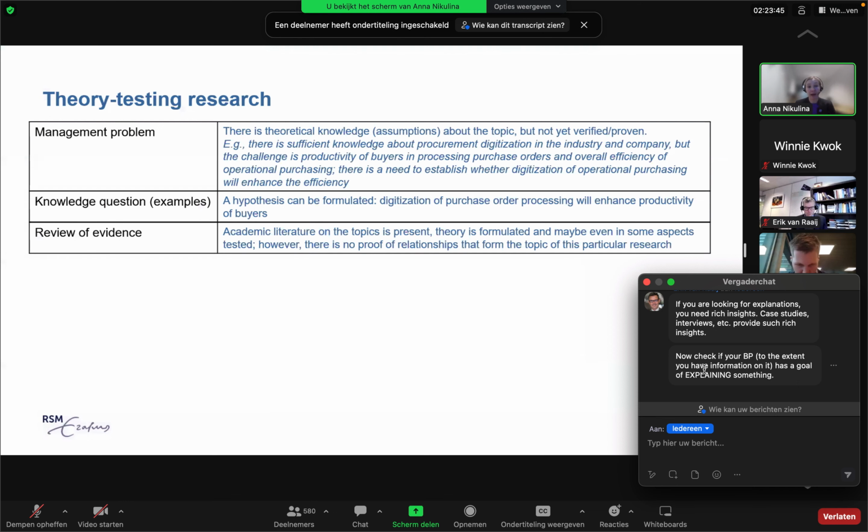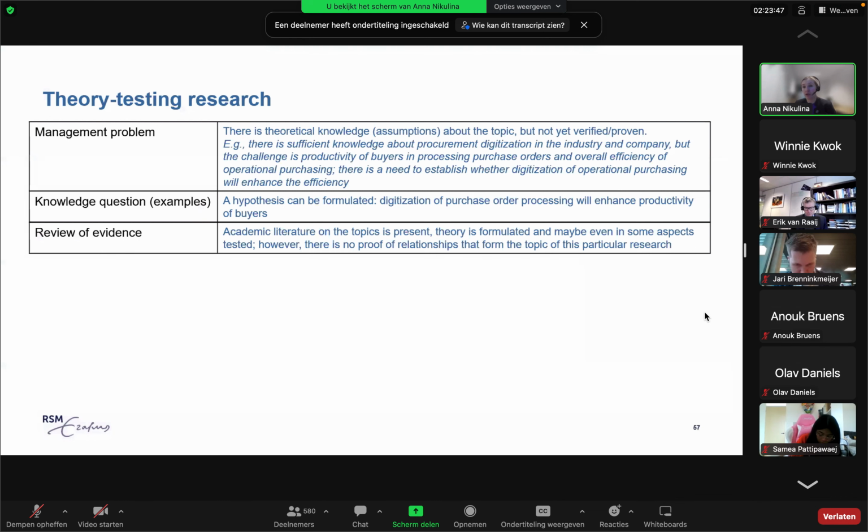So you can expect that you do have substantial knowledge accumulated by that phase. Theory is formulated, maybe some aspects have been tested, but you still do not have the test of this particular process or question. And that's why there is a reason to engage in a theory testing study.